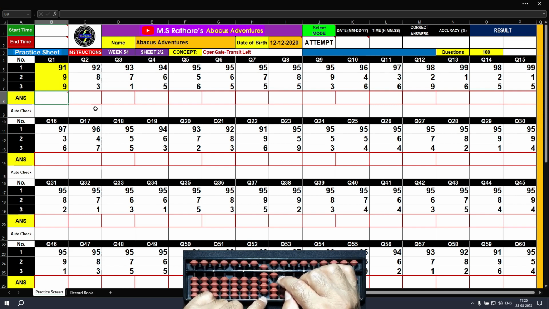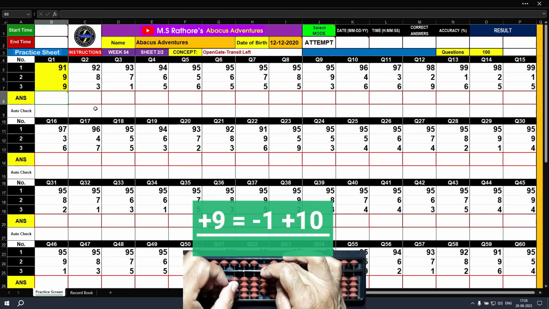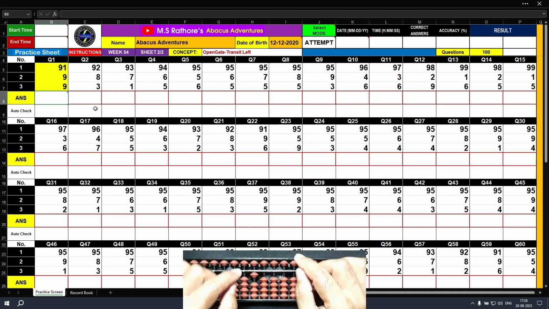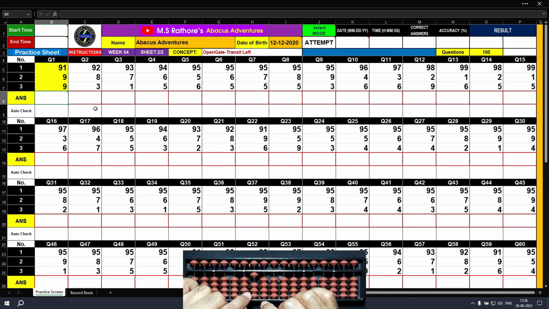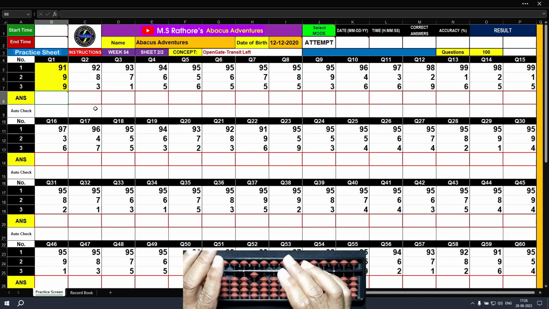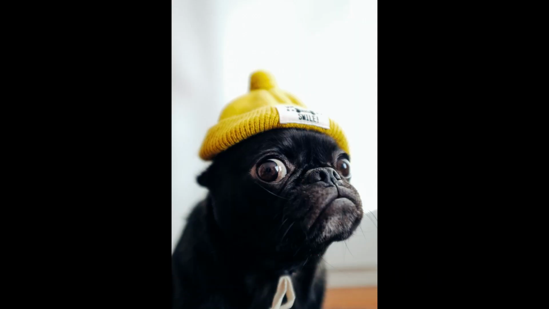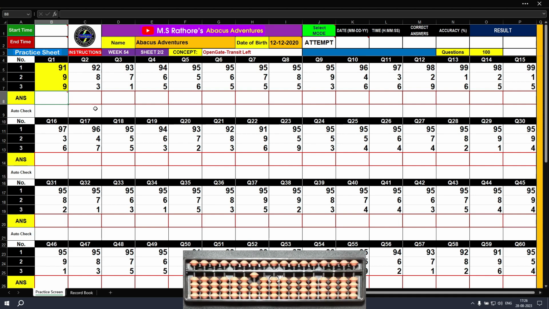So instead of using the 10th rod, we can go towards the 100th rod, right? Let me show you how. The second value in the question is plus 9, and the formula for plus 9 is plus 9 equals minus 1 plus 10. So I use the 10th and 100th rod for plus 10. Got it? Don't worry, let me solve it once again.